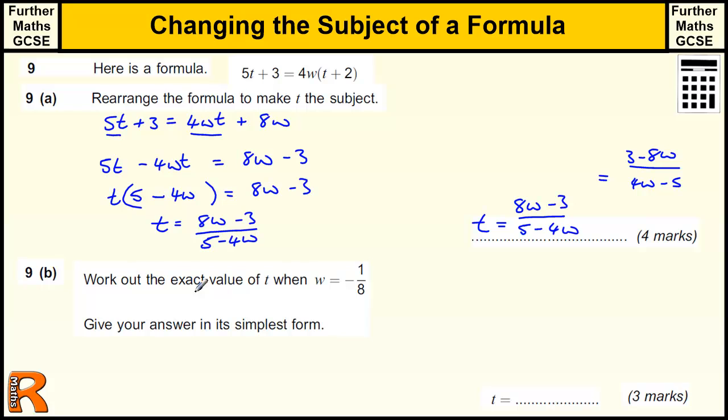Okay, so part B, work out the exact value of t when w is minus 1/8. So this is taking the formula, because now we've got the formula, we can use that to work out the value of t more easily. You could still work it out using the original formula, but it should be easier if we put it into this one. So t equals 8w, so 8 times minus 1/8 minus 3 all over 5 minus 4 times minus 1/8.